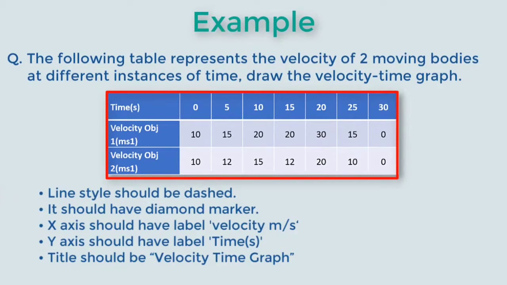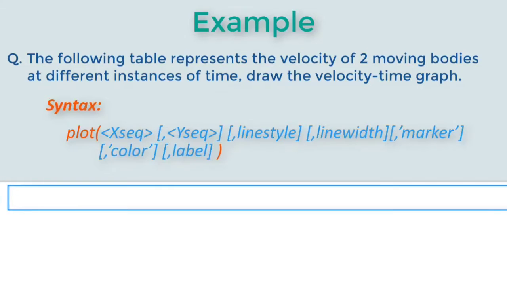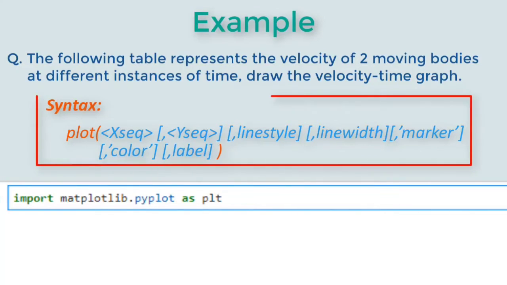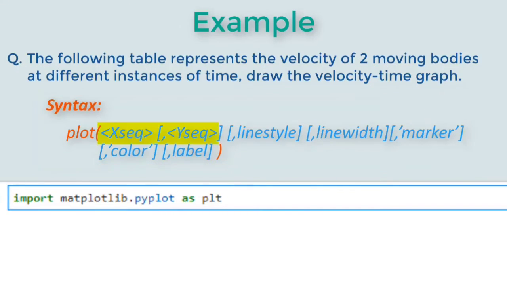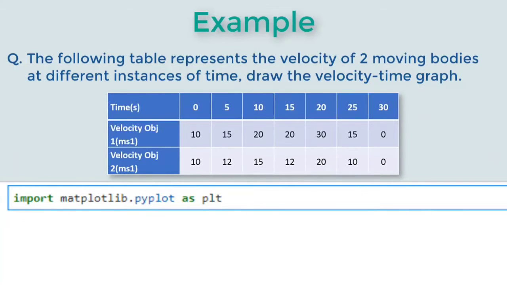This is example number 3. Suppose we want to draw a line chart between two moving bodies at different instants of time. This is the syntax to create the line chart. We can use the plot function, and you can see the parameters of the plot function: x sequence, y sequence, line style, line width, marker, color, label, etc.